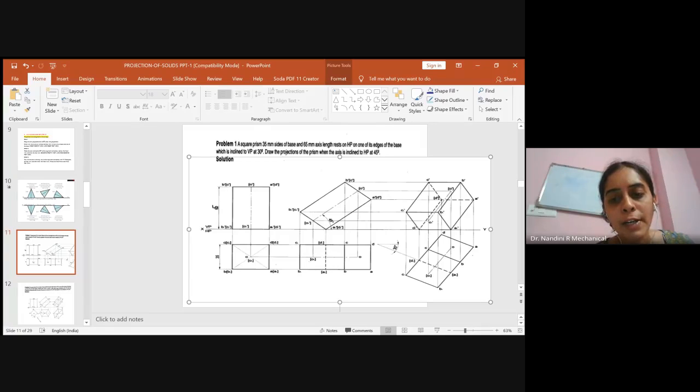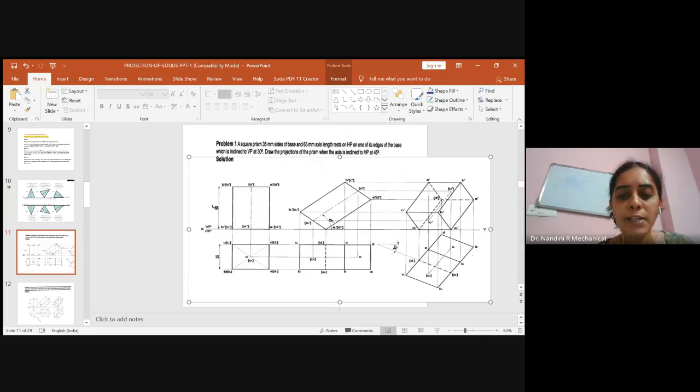The corners are A1 dash and D1 dash. So the projection coming through A1 and D1 has to be hidden. It won't be visible, and hence you make this a hidden line. The dotted line is called a hidden line, which shows this side or edge is not visible when it is viewed from the top, when the axis is inclined at the given angle.